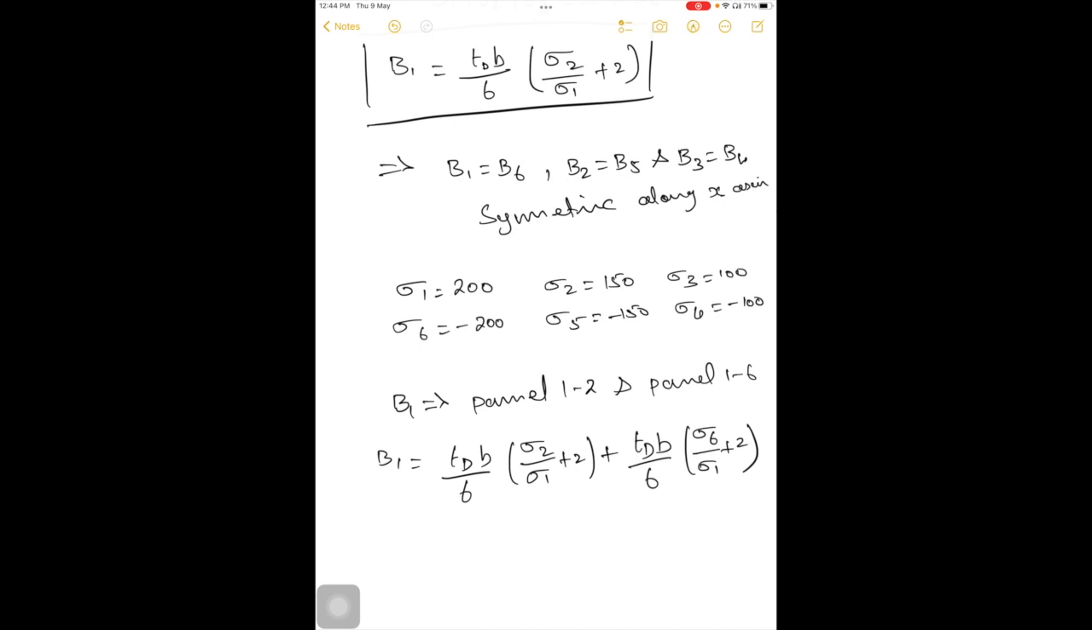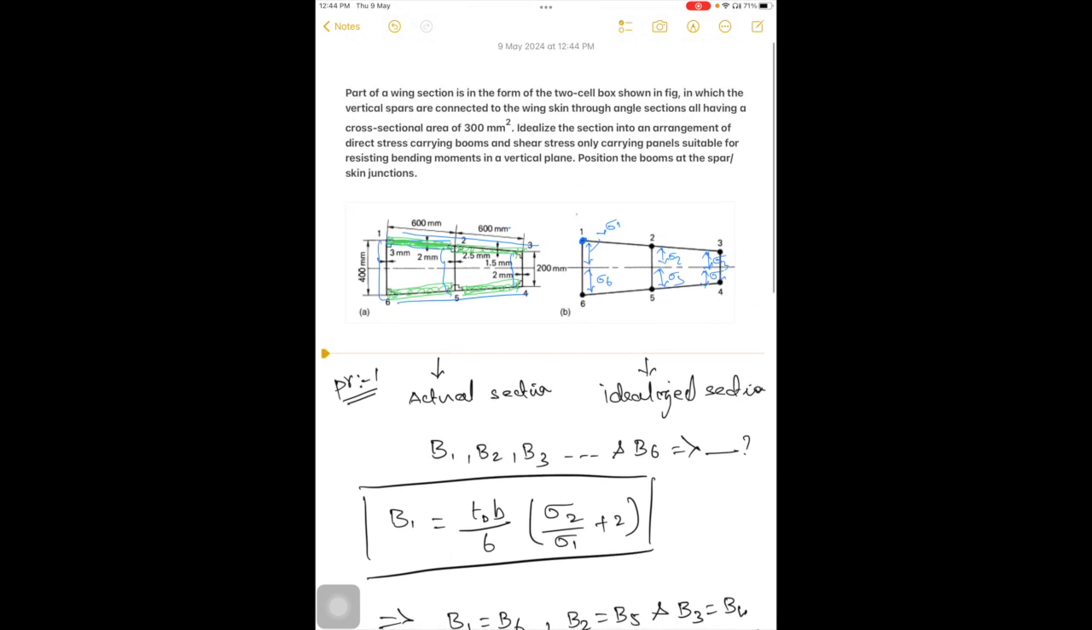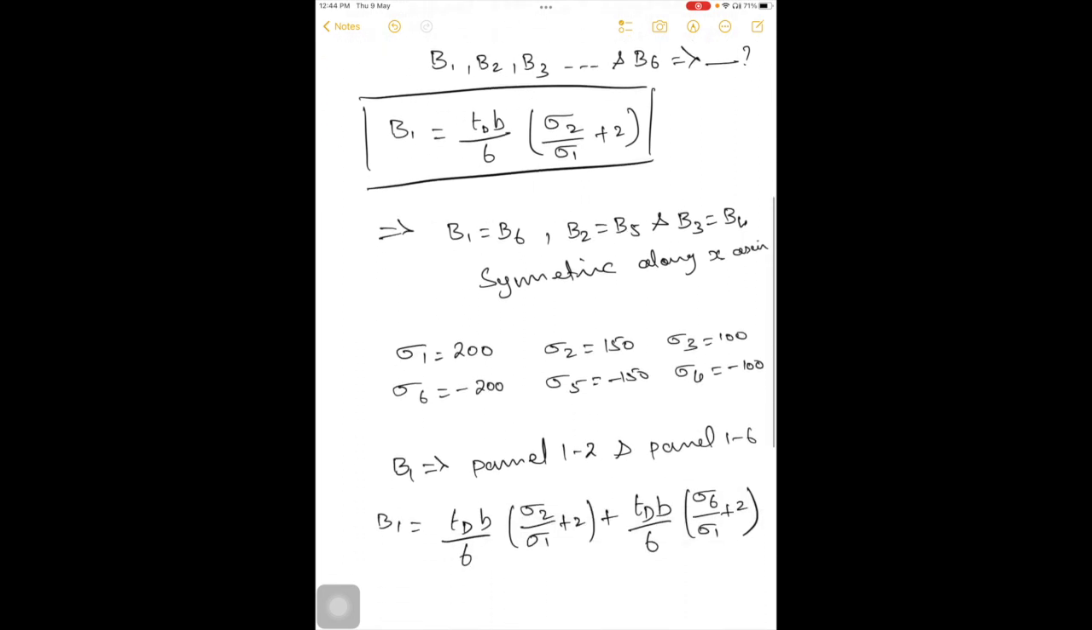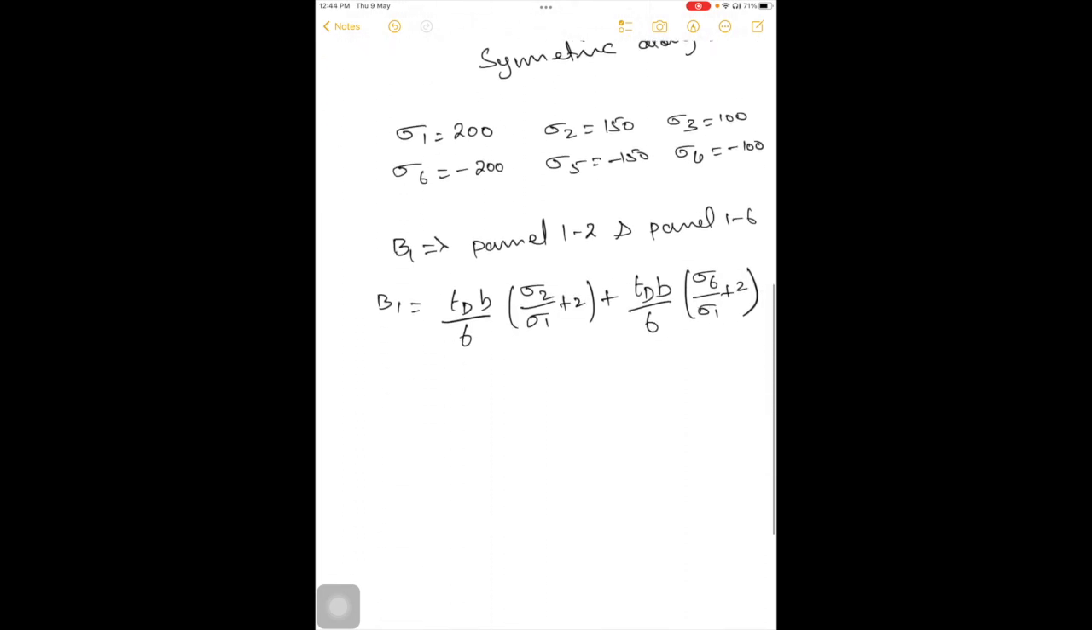And also in the question they have mentioned the skin cross sectional area. So for panel 1 2, we have to consider this skin cross section area, which also influences the bending moment of the section, so it will be plus 300. So not for the spar, only for the skin, so we are considering the skin is panel 1 2, that's why we are using 300.